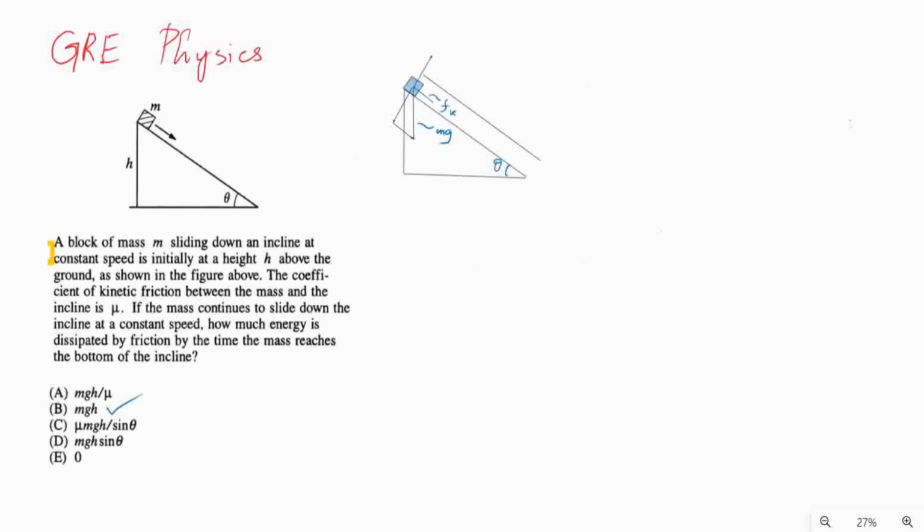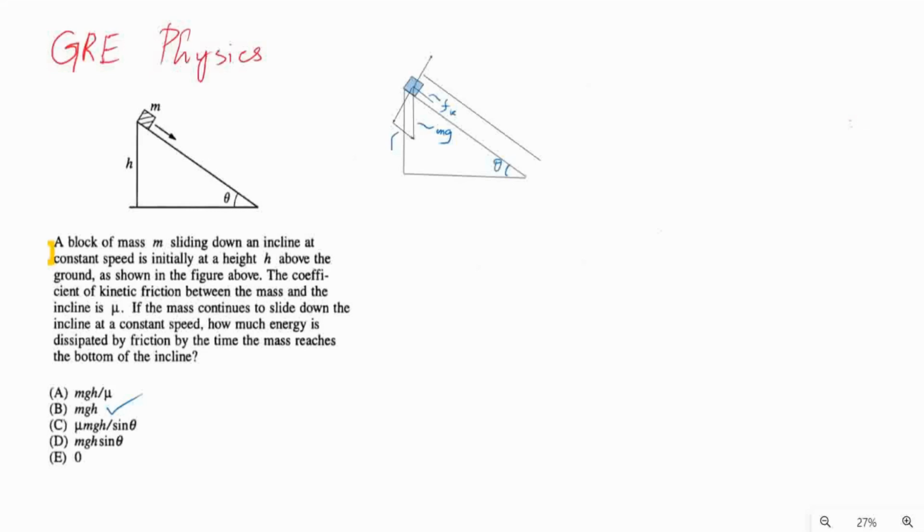Now, since the block is moving with a constant velocity down the ramp, it means that the frictional force is balanced by some opposing force, which causes the block to move with a constant velocity. That is, there is no acceleration along the journey. And what is that force? It is actually one of the rectangular components of mg, this one.